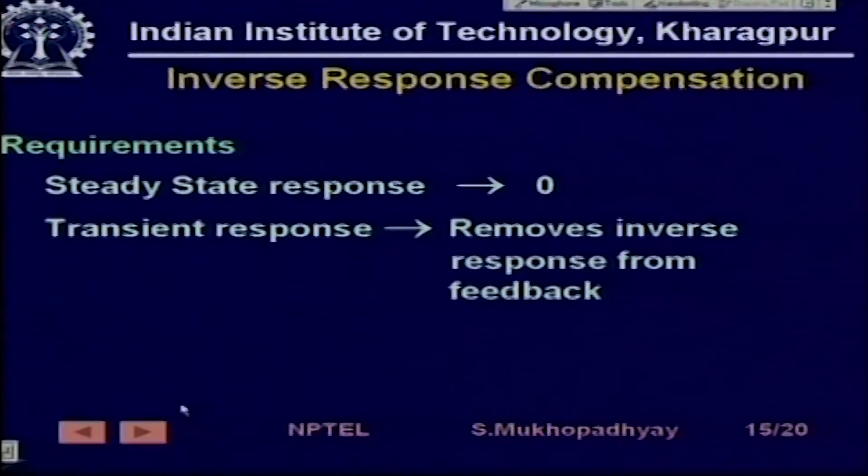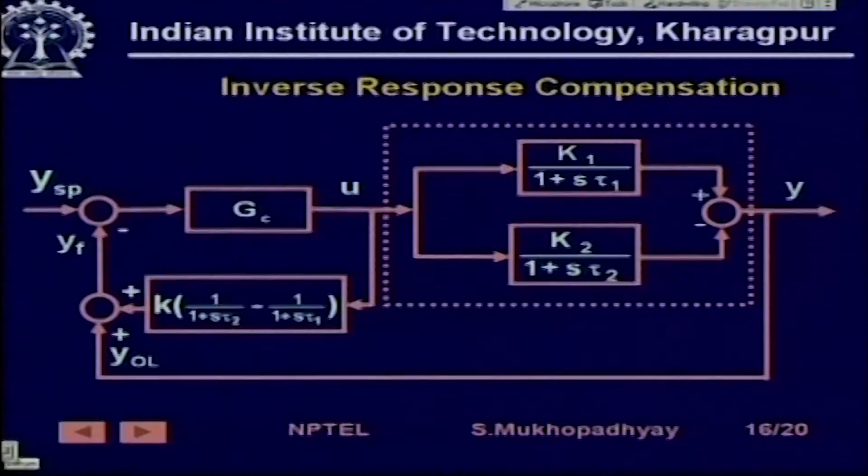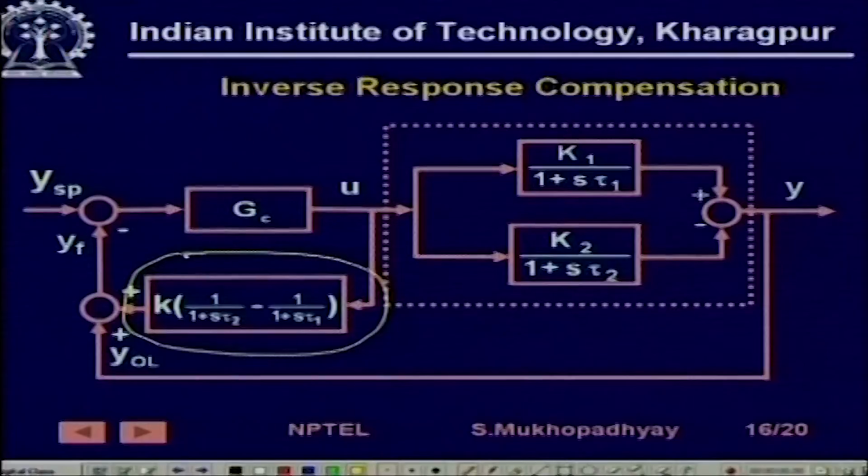Now how to do that? To do that we have this. You see, again just like the Smith predictor, we are adding another term here. Now, what is the effect of this term? The effect of this term in the steady state, you can verify, is 0, because with 1 by 1 plus s tau 2 and 1 by 1 plus s tau 1, set s to 0, the steady state gain of this is 0.